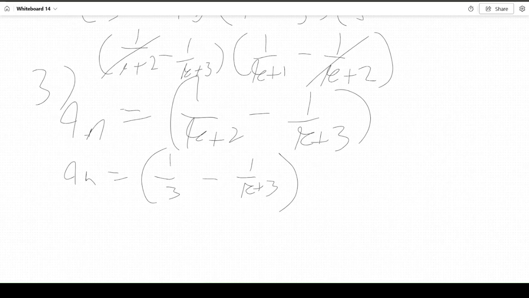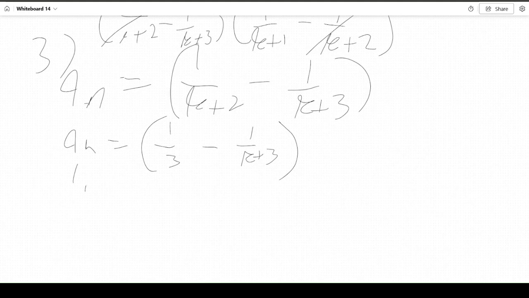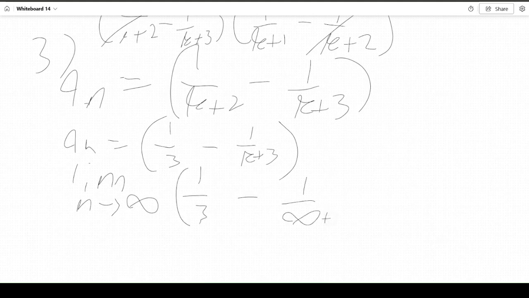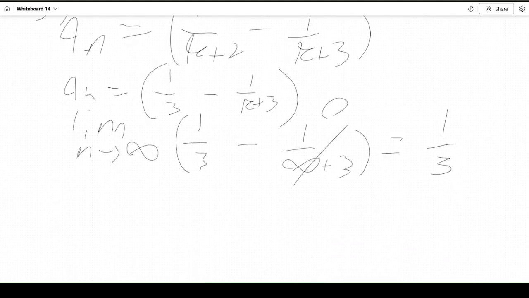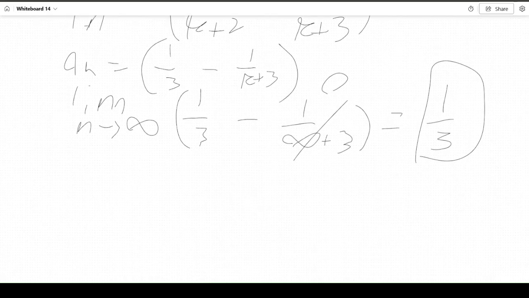When we do this, we take the limit as n goes to infinity. So this would be 1 over infinity plus 3, and that will be equal to 0. So we have 1 over 3 left. And since 1 over 3 is less than infinity, this series is convergent.